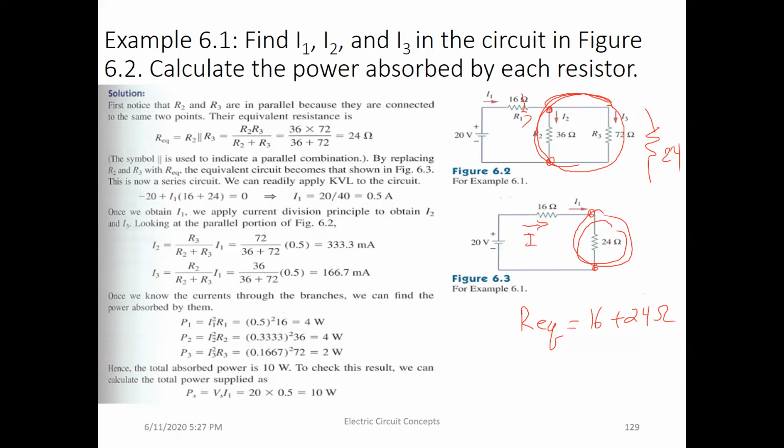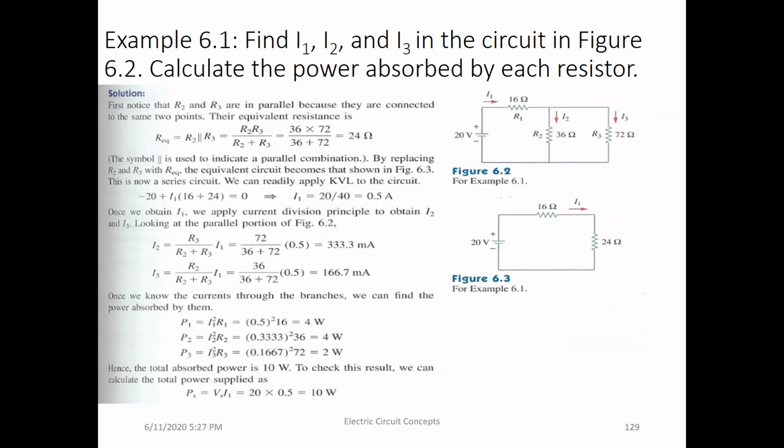In this case we can apply KVL for this circuit to determine I1. I1 is going to be distributed later among the 36 ohm and the 72 ohm. Now to determine I1, again we apply KVL. Since we have one loop, always when we have one loop, we apply KVL around the loop.